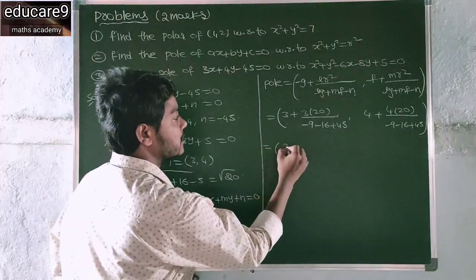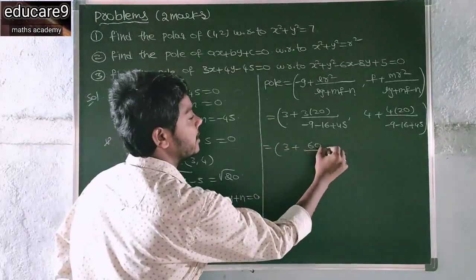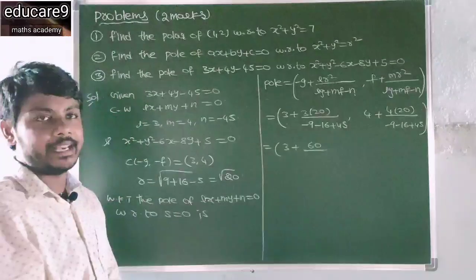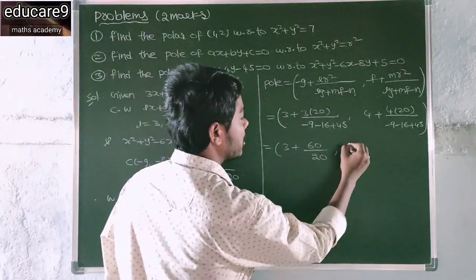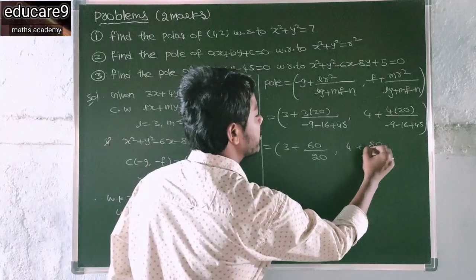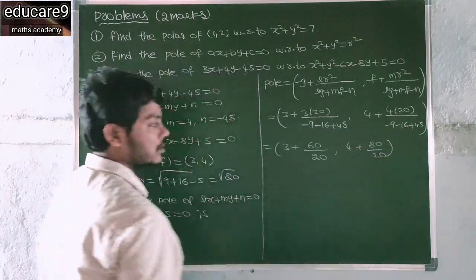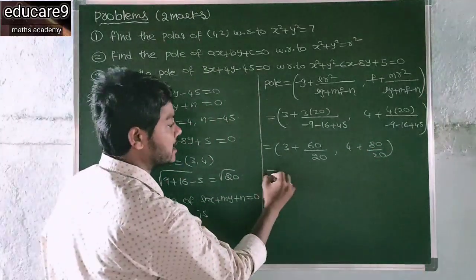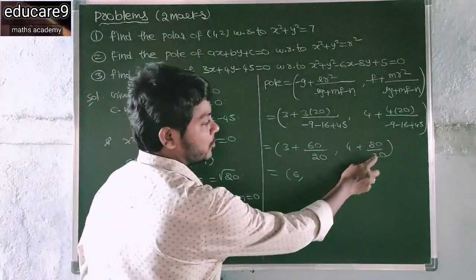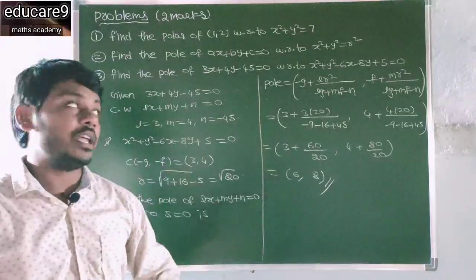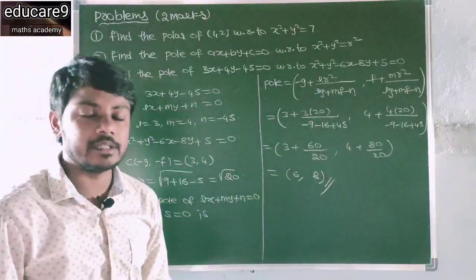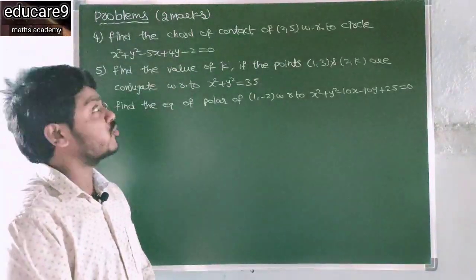Now this is 3 plus 60 by 45 minus 25, that is 20, comma 4 plus 80 by 20. So here 3 plus 3 is 6. So 4 plus 4, 8. So this is the pole of the line with respect to the circle. So see the next one.